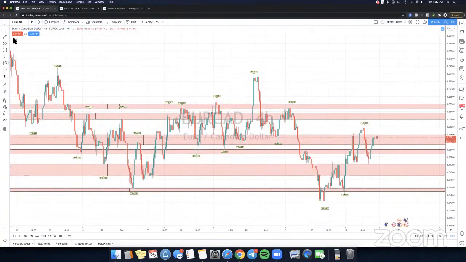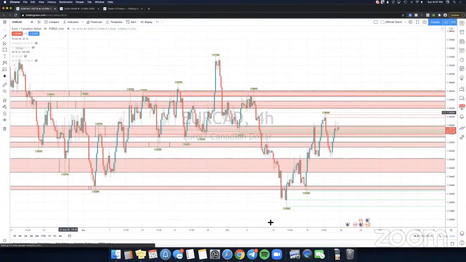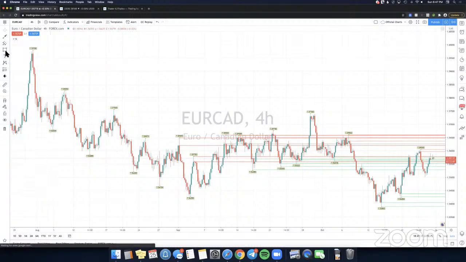Let me see if the zones line up, because if they do, then there's no point in us redrawing the zone. So there's new zones. I'm just gonna delete everything, start fresh. There we go. We'll draw this right here.